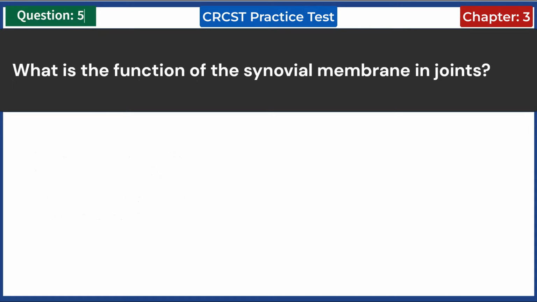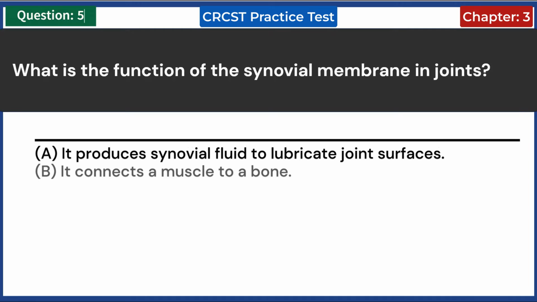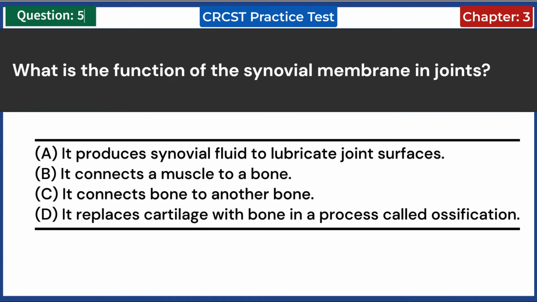What is the function of the synovial membrane in joints? A. It produces synovial fluid to lubricate joint surfaces. B. It connects a muscle to a bone. C. It connects bone to another bone. D. It replaces cartilage with bone in a process called ossification. Answer: A. It produces synovial fluid to lubricate joint surfaces.